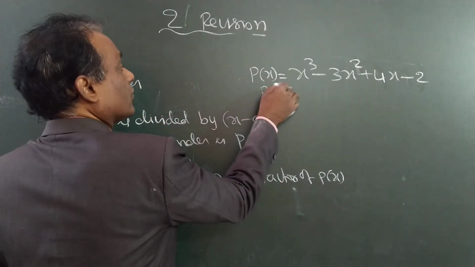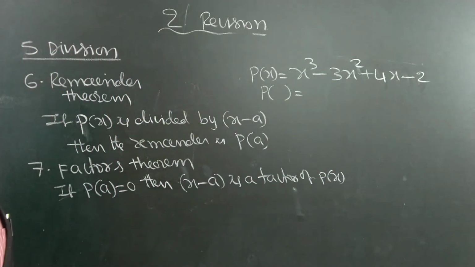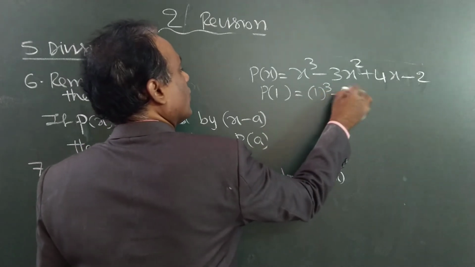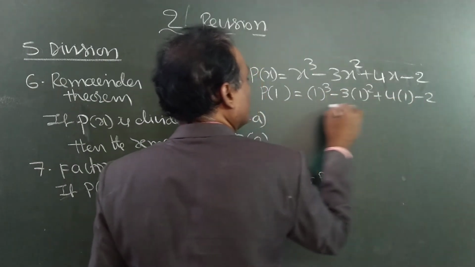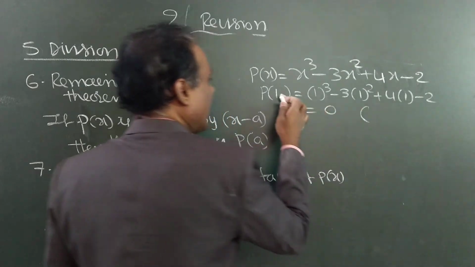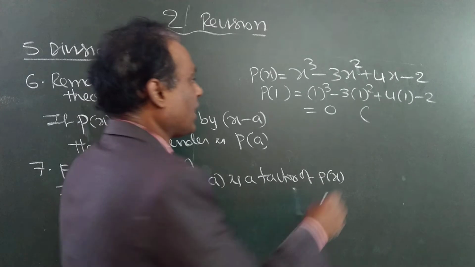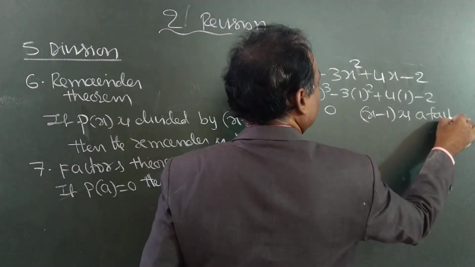Take x is equal to some number so that it should become 0. We have to try. Suppose if I take x is equal to 1, you try whether you are getting 0 or not, you have to check. So this is becoming 0, then as per the factors theorem, p of 1 is 0, x minus 1 is a factor. That means x minus 1 is a factor.